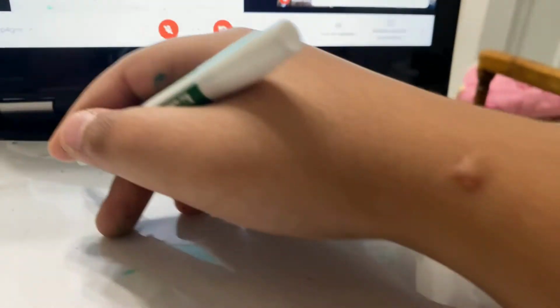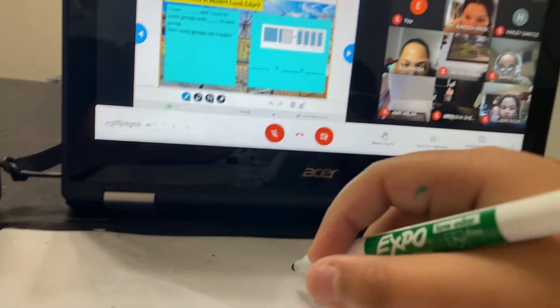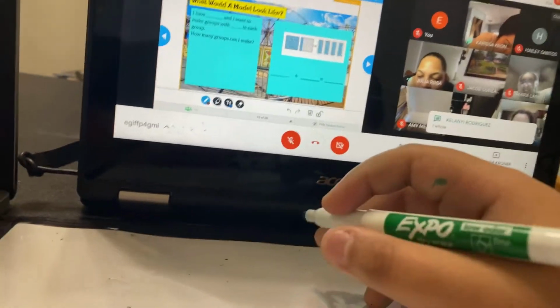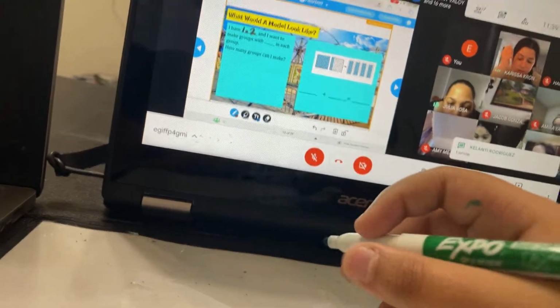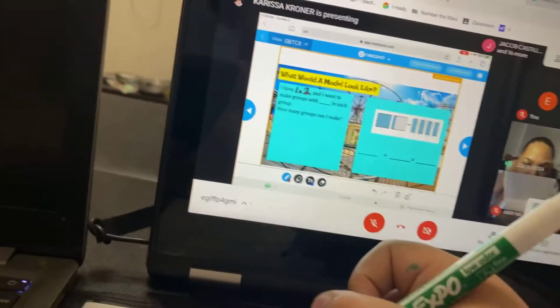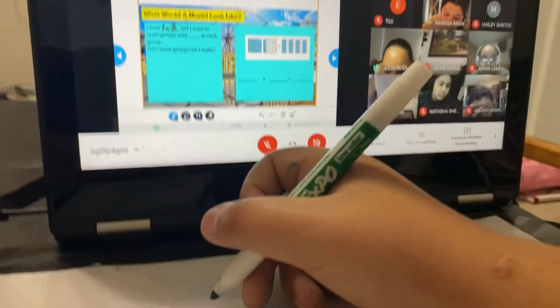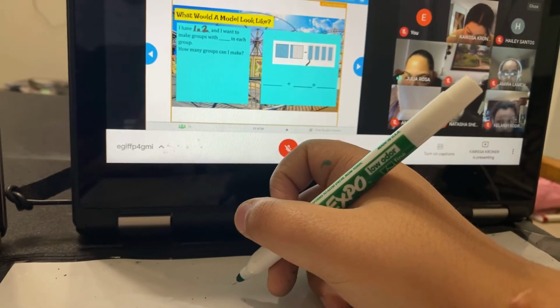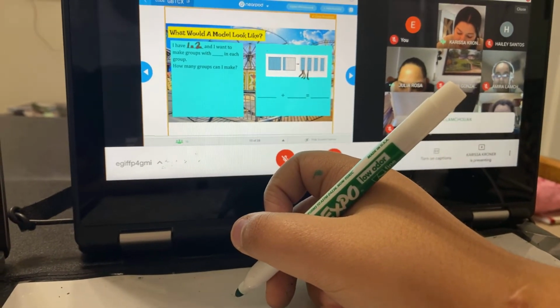What is this model representing? So how many do we have? Based on what you're seeing there in the first part, how much is there? Oh, nice job. Somebody wrote it. 1 and 2/10, they said. Good. So we have 1 whole and 2/10. Good. And what size groups are we trying to make based on that image, that picture? How many are in each group?